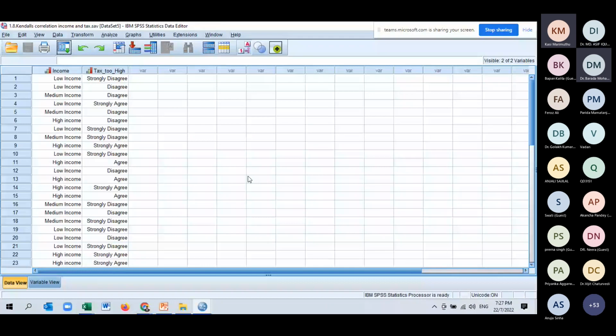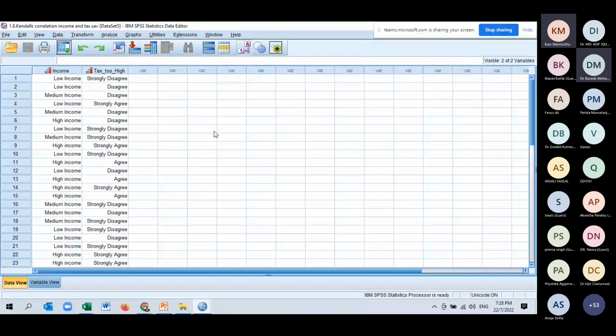So in this particular study, income is also rated in ranking. You have given options: your monthly income less than 10,000 is considered low income, 10,000 to 50,000 is medium income, and anything more than 50,000 is considered high income. So you have asked the population to rate their income level. Are you low income, medium income, or high income?